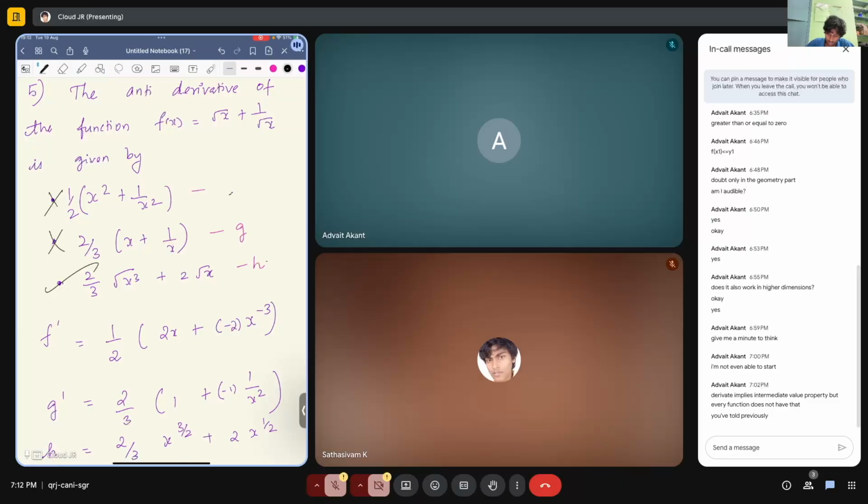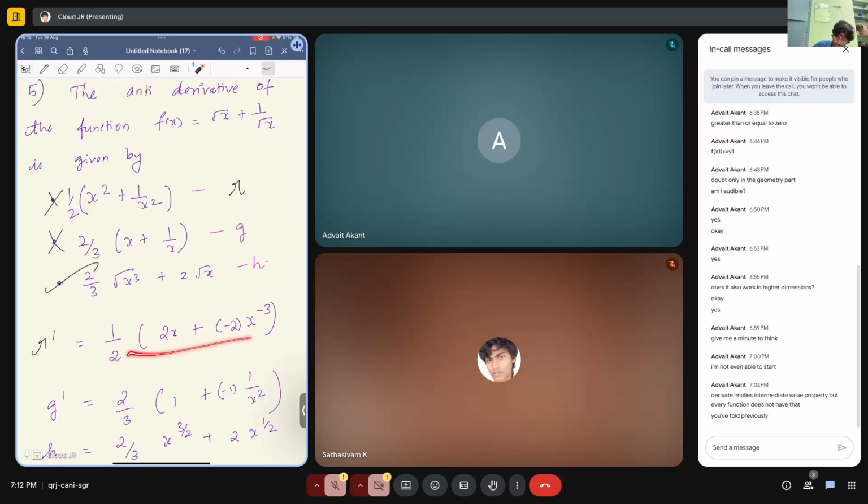Okay, let's call it r. I'll change it to r. So basically you have to find an x such that r prime of x is not equal to f of x. I hope you can find one x.